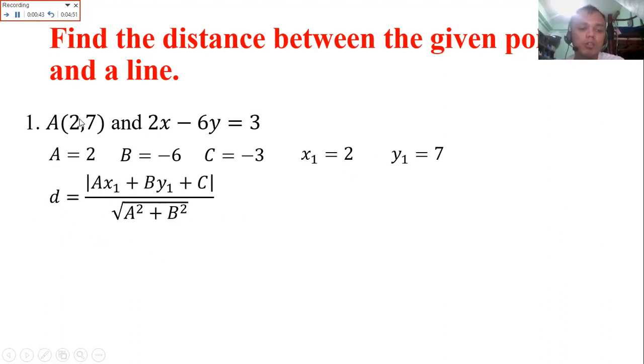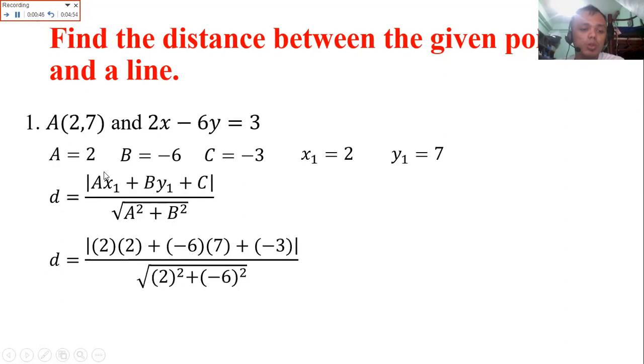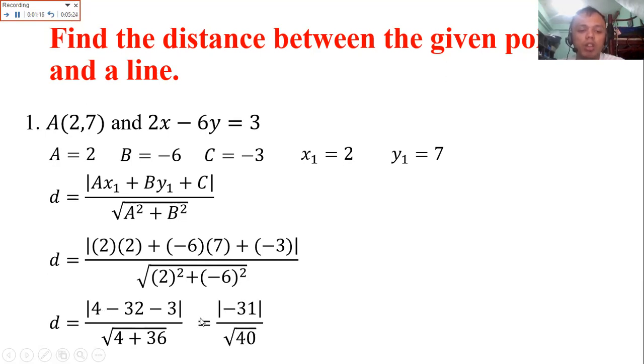Now, let's substitute. Your A is 2, x of 1 is 2, plus your B is negative 6, times your y of 1 is 7, plus your C is negative 3, all over the square root of 2 squared plus negative 6 squared. 2 times 2 is 4. Negative 6 times 7 is negative 42, minus 3, all over 2 squared is 4 plus negative 6 squared is 36. Let's simplify. 4 minus 42 minus 3 is negative 41, all over 4 plus 36 is 40.